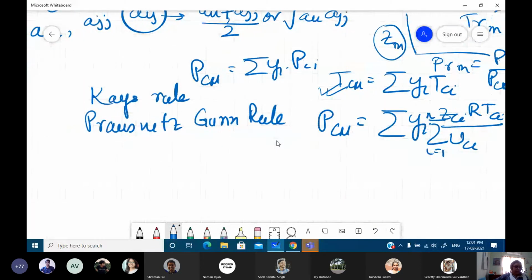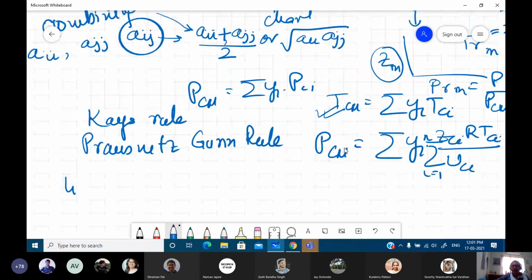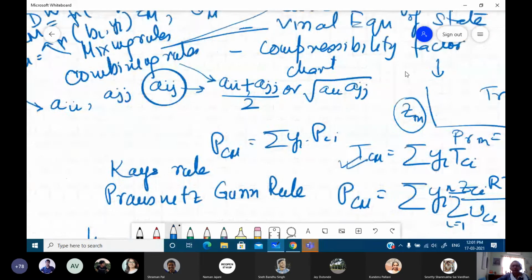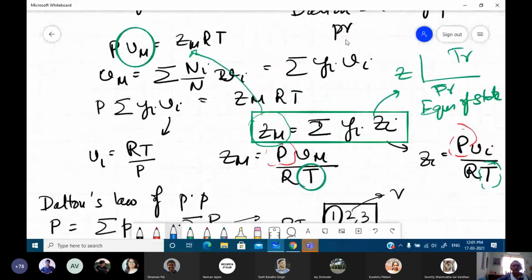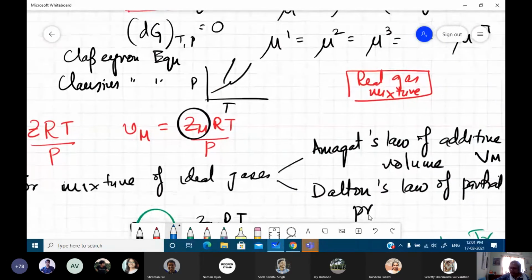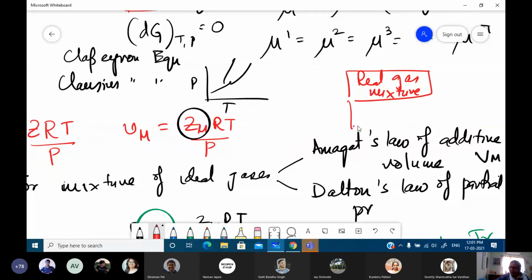Now if we come to the liquids. For the liquids, what did we find? That for liquids, it is very difficult, unless under specific situations, to define the liquid mixture in terms of Amagat's law of additive volume, etc. So for liquid mixtures, what did we find? I'll come back again to this particular picture. This real gas mixture in equilibrium with the liquid mixture, right?